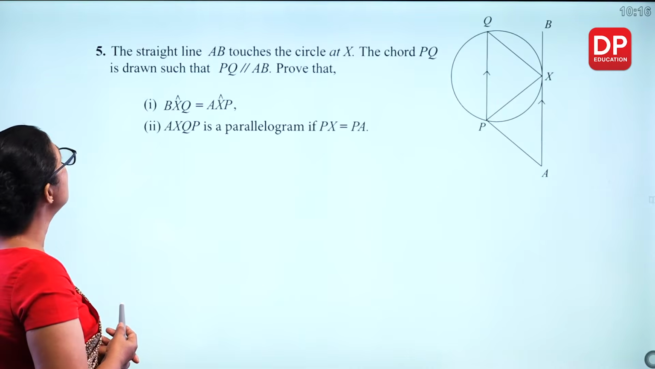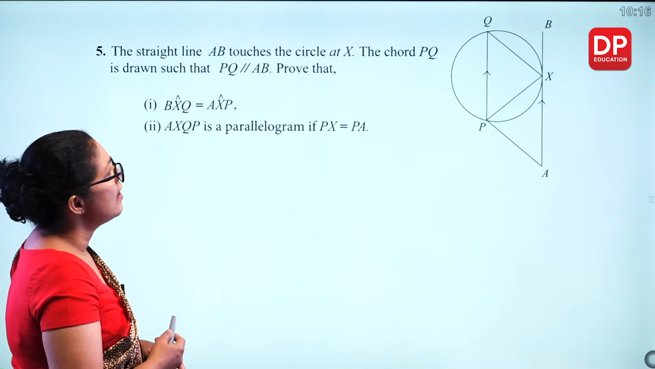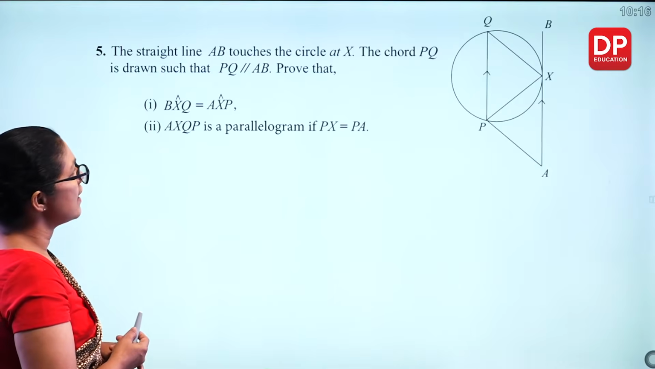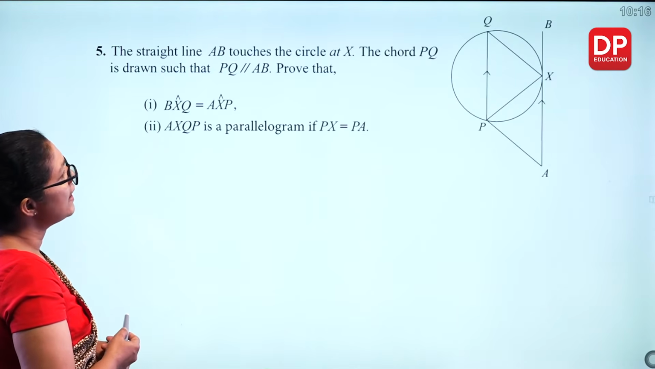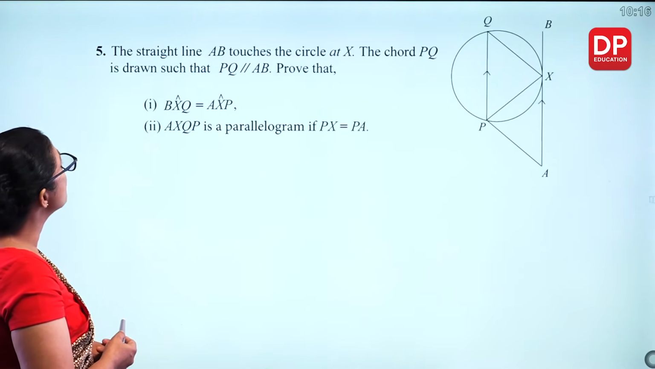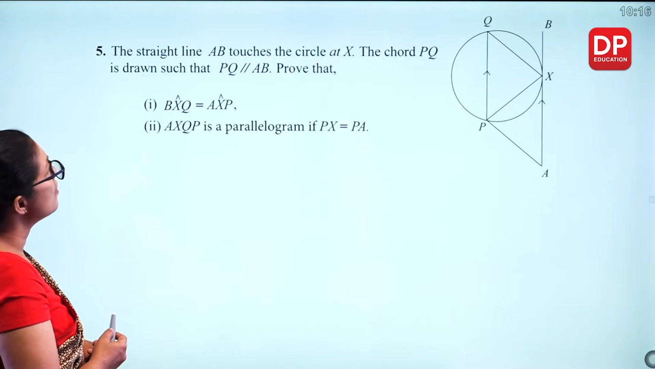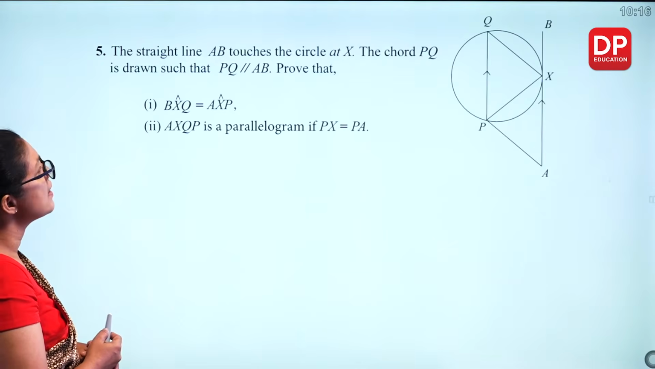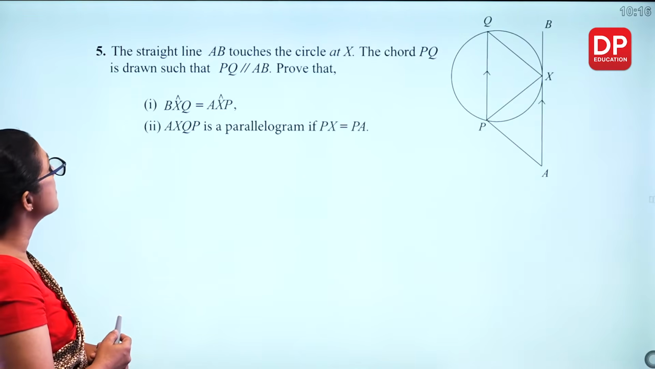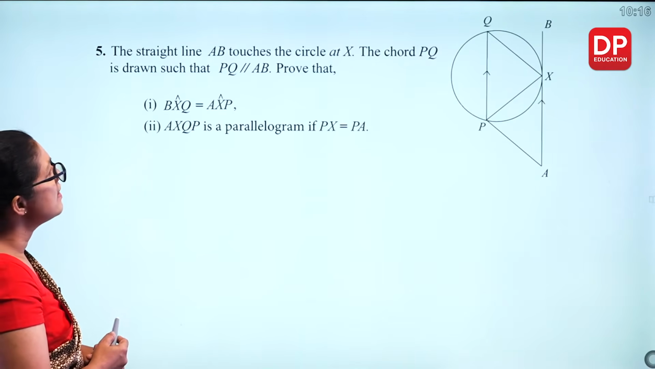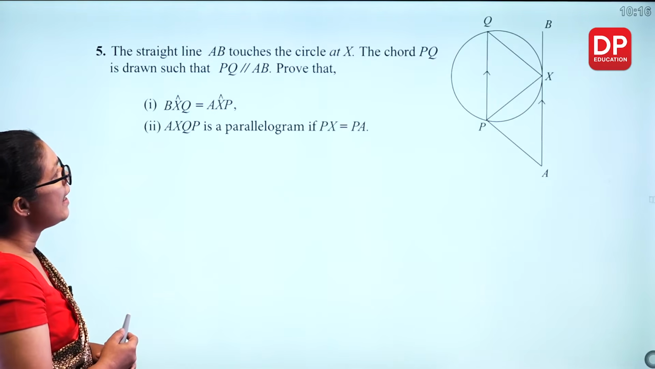Question number 5. The straight line AB touches the circle at X. The chord PQ is drawn such that PQ is parallel to AB. Prove that BXQ angle is equal to AXP.